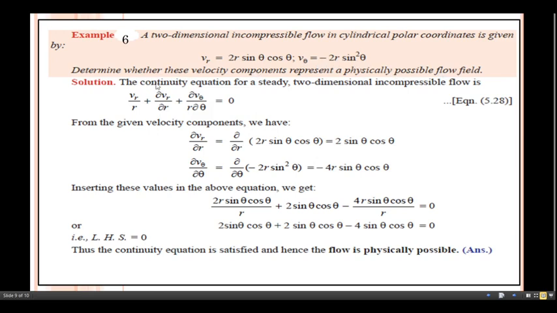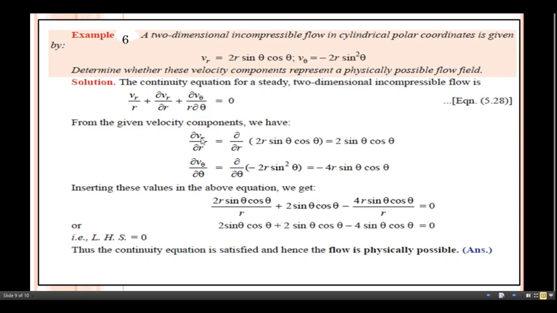Now we know the continuity equation for steady two-dimensional incompressible flow in the case of polar coordinates. This is the relation with us: Vr by r plus dabba Vr by dabba r plus dabba V theta by r into dabba theta. This is the relation with us. So get this value separately, get this value separately.